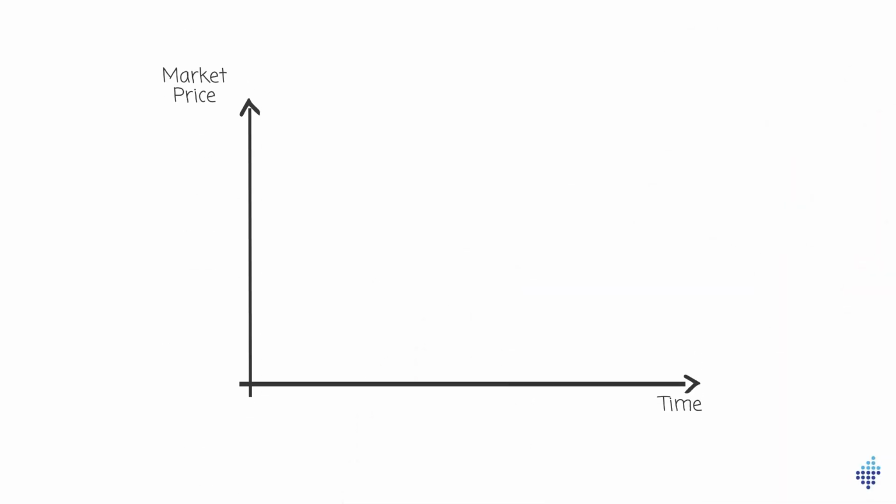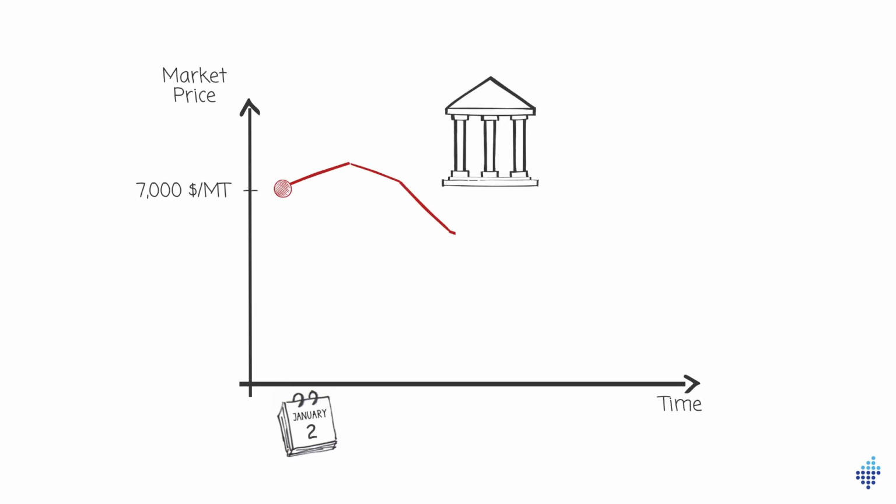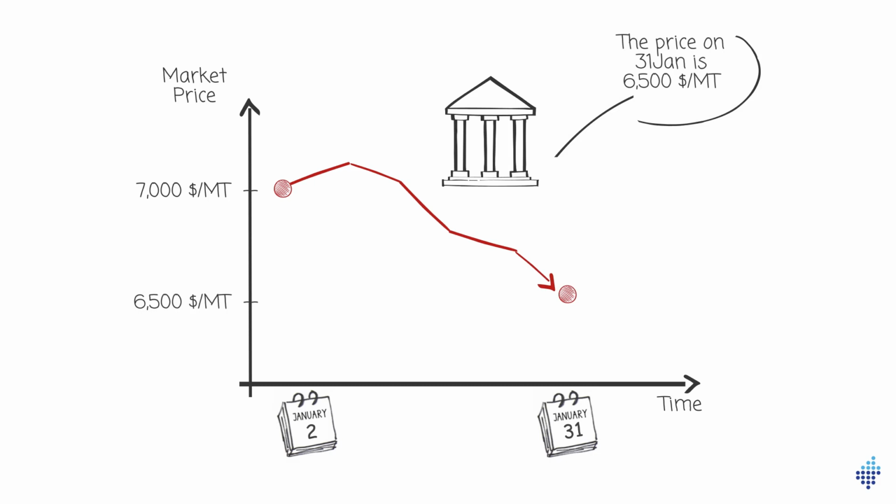Let us now fast forward between the 2nd and 31st of January. Copper prices declined, and by the end of the month, the cash price quoted in the exchange is $6,500 per ton.